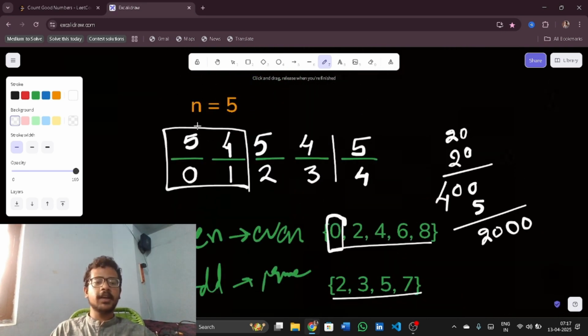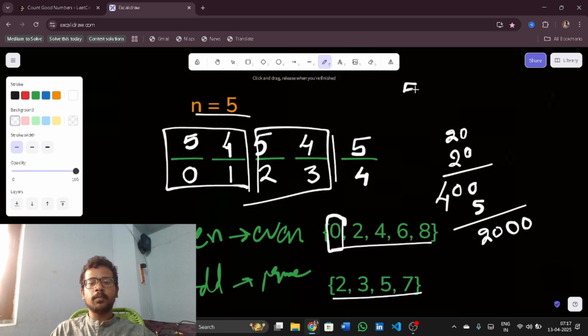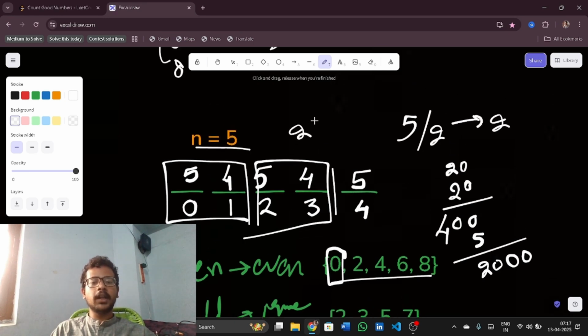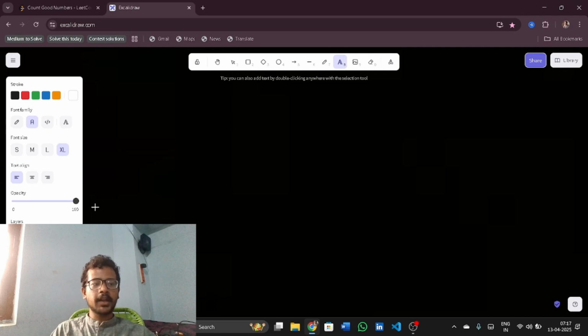But the thing is, 5 into 4 is 20, and you are having n equal to 5. You need to take something like 5 by 2, which will give you 2. So I am doing 20 power 2. As it is an odd number and n percent 2 is equal to 1, I am multiplying into 5. Now I'll write the algorithm, then I'll tell you how we can get the power of 20.